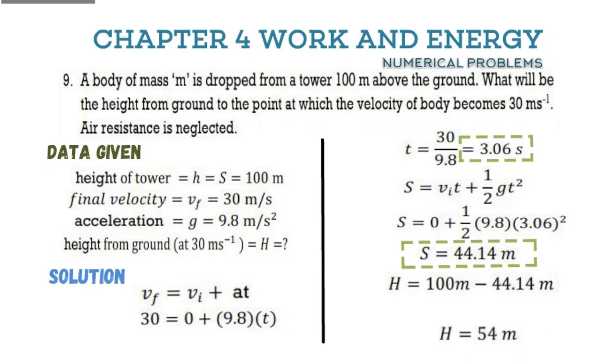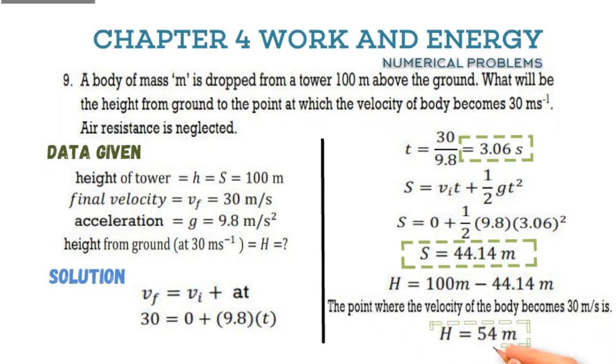Final answer. The height above the ground, where the velocity of the body reaches 30 meters per second, is 54 meters.